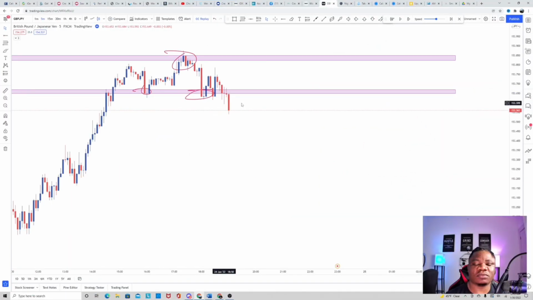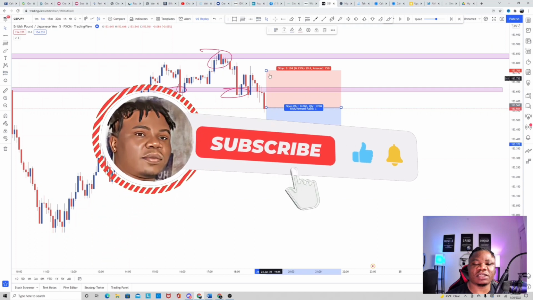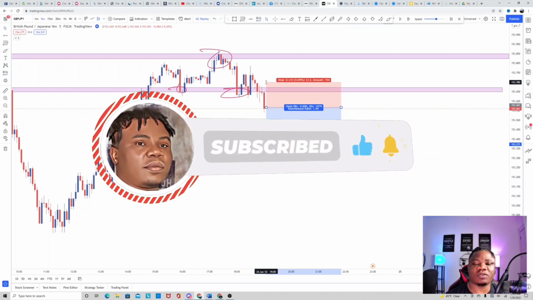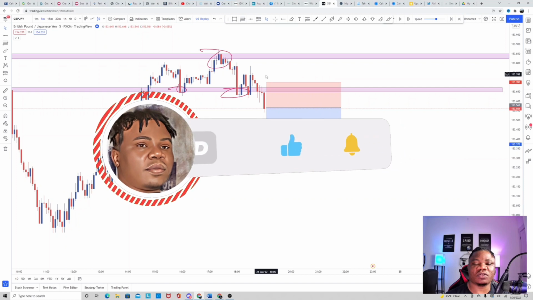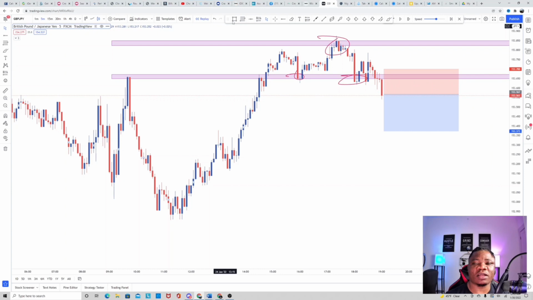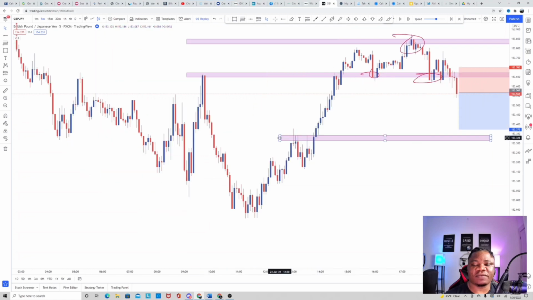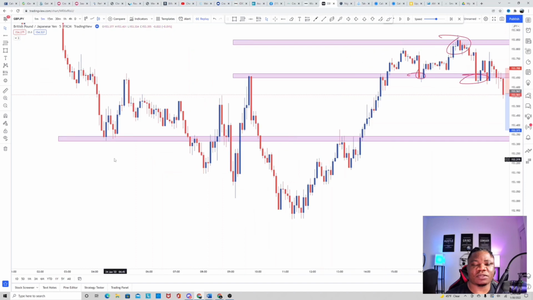We have the break and close right there, as you can see. So now we'll have our sell entry right here, and our stop loss will be right above this zone here. Now for our take profit, we just have to look to the left-hand side here, and we can see that we can actually target this zone right here. And if I drag this to the left, we should see that it was, yeah, right there.